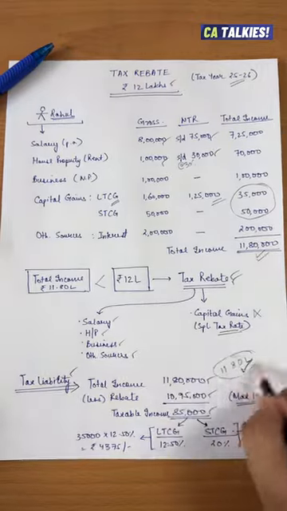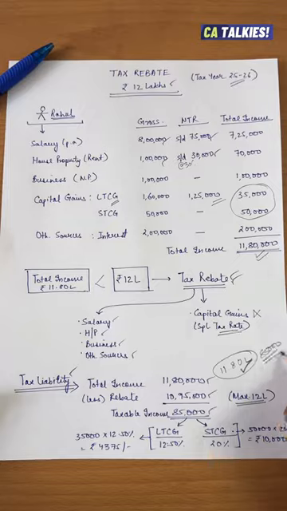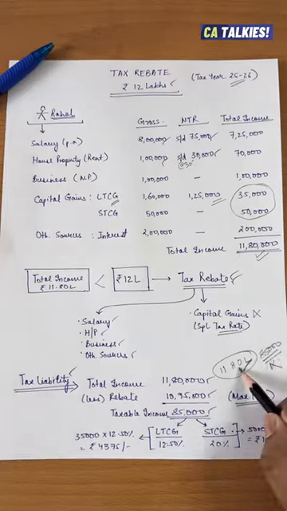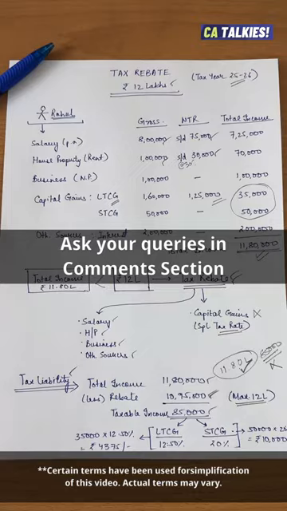Now from this 11.8 lakhs, 85,000 worth of capital gains have to be subtracted, since these are special rate incomes on which the tax rebate does not apply. So when you subtract this from this, you get 10,95,000 rupees. So that's how the entire concept of tax rebate works. I hope this video has given you some clarity.